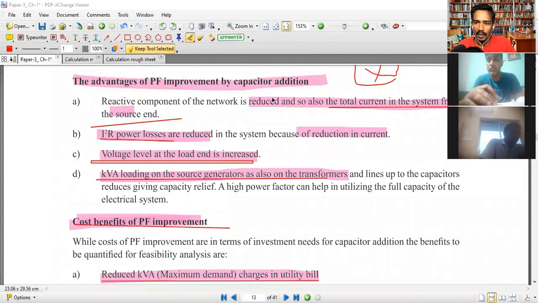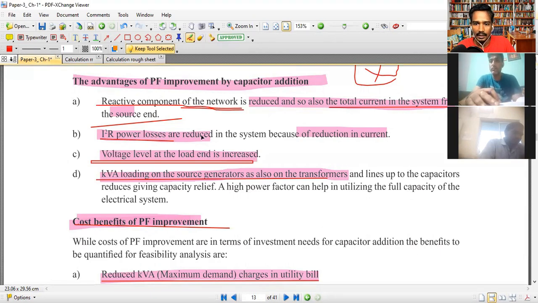The advantage of power factor improvement with a capacitor bank is very important. What is the main purpose of using a capacitor bank? It reduces the maximum demand, and automatically this reduces the current also. The main purpose is that the reactive demand on the network, the kVAr, is reduced, and the total current in the system is also reduced.